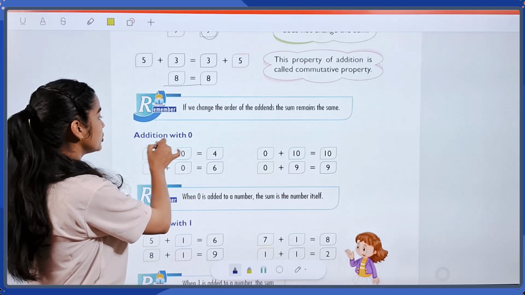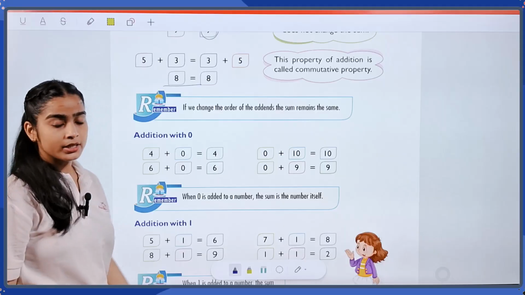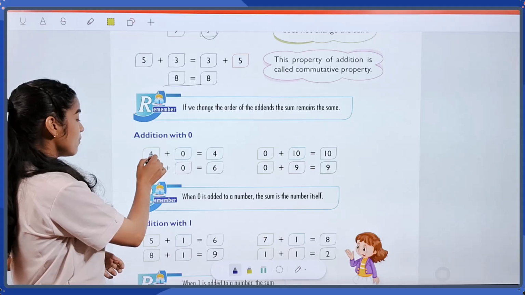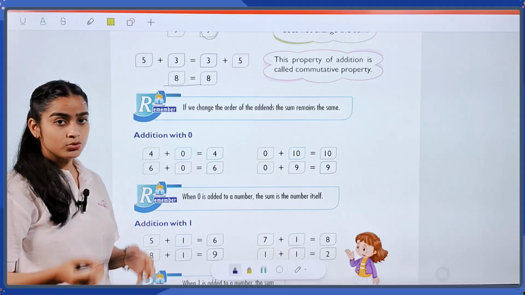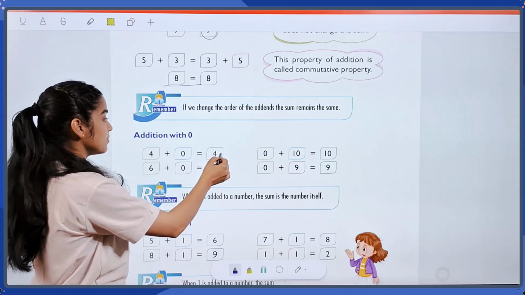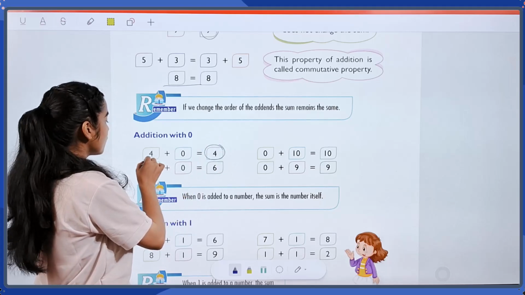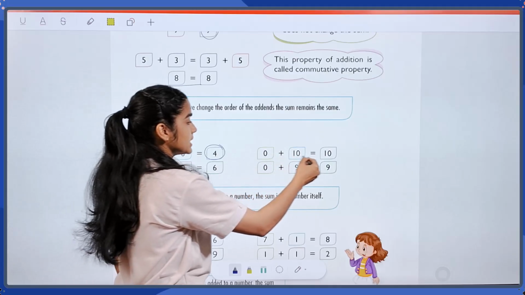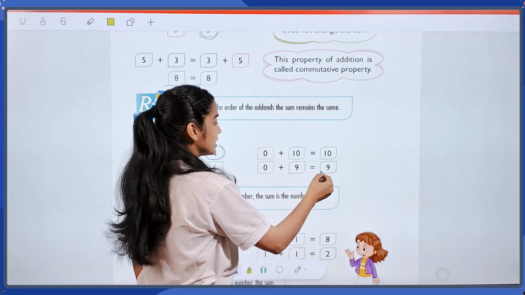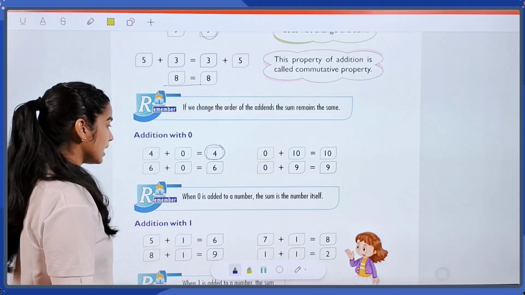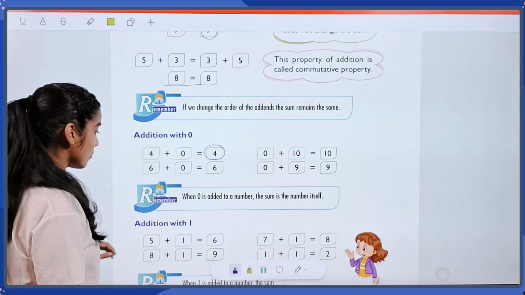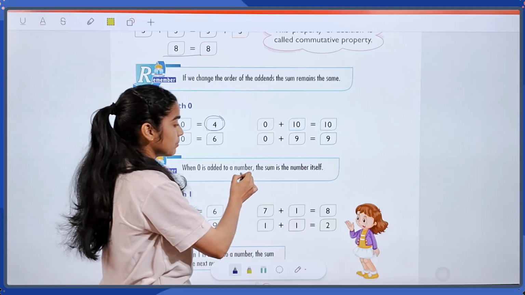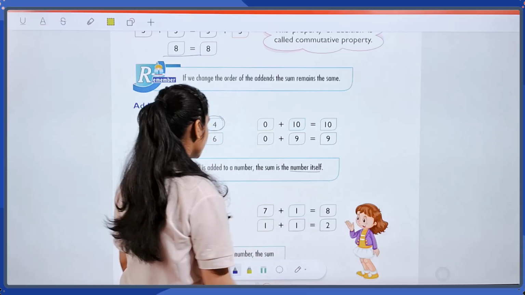Now we have addition with 0, and we already learnt about this in our earlier classes. Whenever we add any number to 0, our answer remains the same, the number itself. So 4 plus 0 is 4, 6 plus 0 is 6, 0 plus 10 is 10 and 0 plus 9 is 9. Whenever we add 0 to any number, we get the same number. When 0 is added to a number, the sum is the number itself.